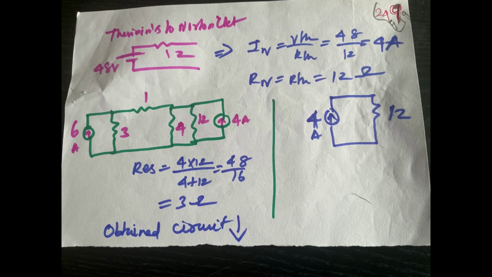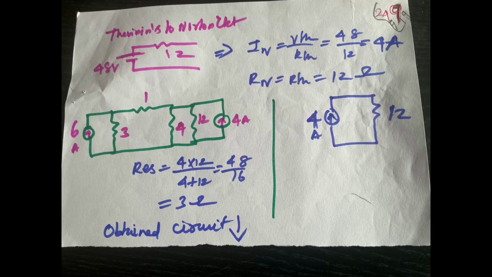Then the second part of the circuit: 48 volt is connected to 12 ohm, that is RThevenin. So 48 divided by 12, we obtain 4. I Norton is 4 ampere. Put it in the circuit. And RThevenin is 12 ohm. Put it in the circuit. And the 4 ohm resistance is in parallel with the 12 ohm. Then the parallel resistance formula gives 3 ohm.